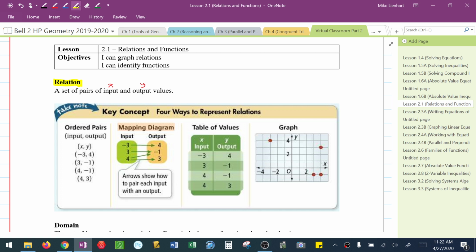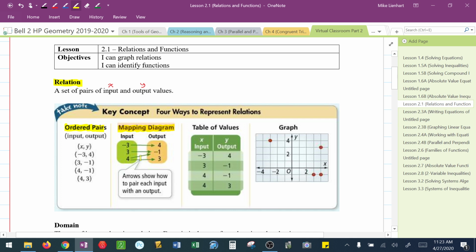There are four different ways to represent a relation. We could represent them as ordered pairs, which is what a lot of you are very used to from pre-algebra or algebra 1. We could look at them as a mapping. A mapping is when we have our input and our output values, and then we draw arrows to match up which input goes with what output. So for example, in this picture here, -3, 4 would be a coordinate point. Notice that they're using the same ordered pairs that we had to start off with. Notice how for 4, it could be either 4, -1 or 4, 3 for the mapping right there.